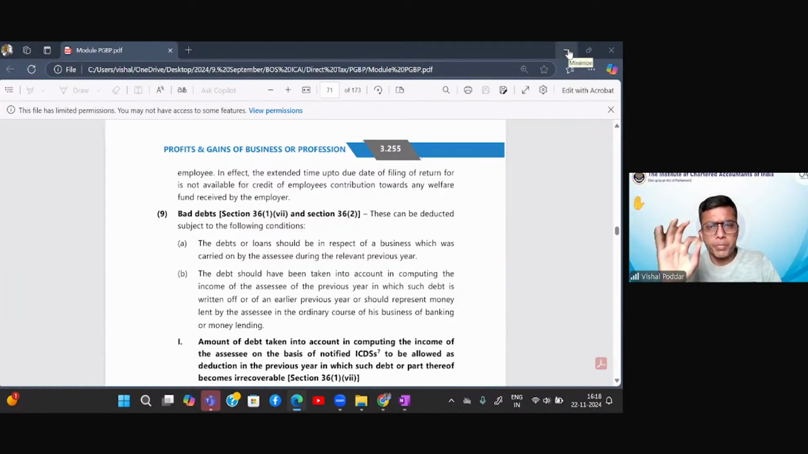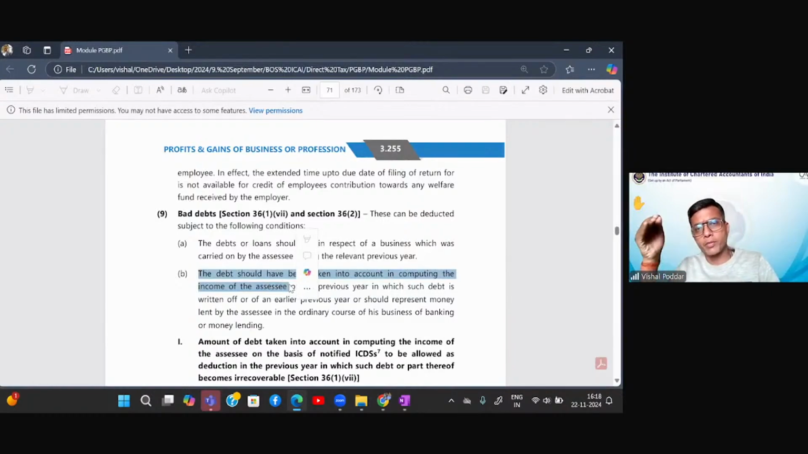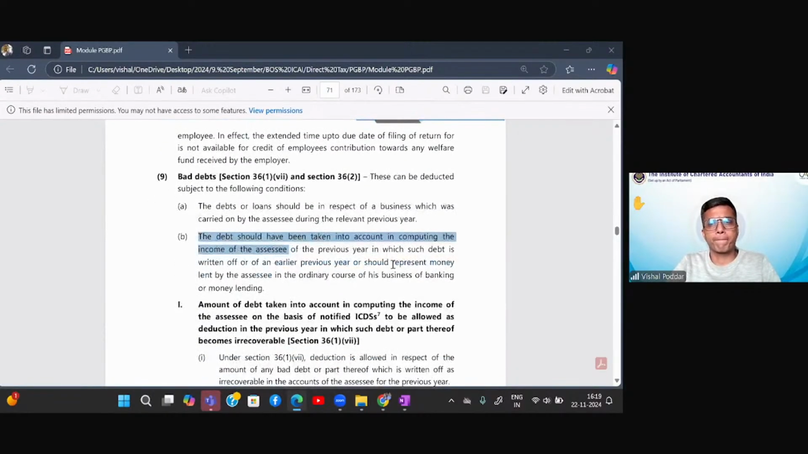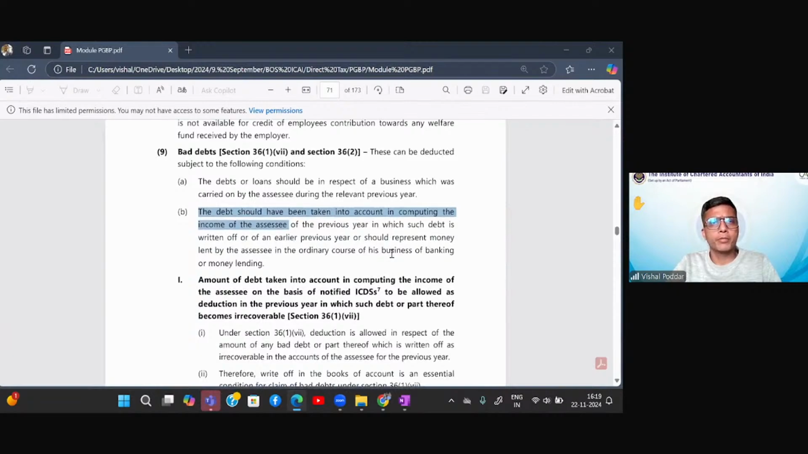Bad debts simply says that whatever are the business debts, that is the debts which you have taken into account while computing PGBP income. In short, it is relating to those sales which are firstly part of your PGBP income. If out of those sales, some debts become irrecoverable or you are writing off those debts because you have no hope that you will recover those debts, then those are called bad debts. And these bad debts will be allowed as deduction to you. This is in simple words, beta, what the section is saying about bad debts. Right, beta? Sania?